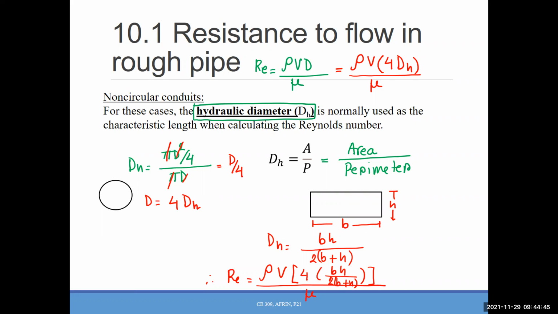But the good thing is for most of the time we will work with the circular pipe, so maybe we don't have to use the hydraulic radius all the time here. But when we will work with the open channel flow, since the channel shape is not circular or anything, that time hydraulic radius, or hydraulic diameter, is very, very important.